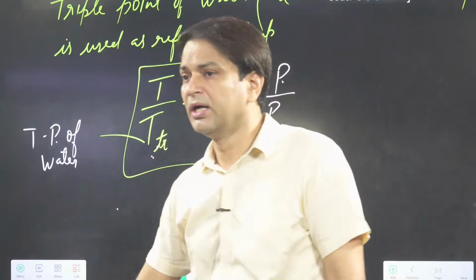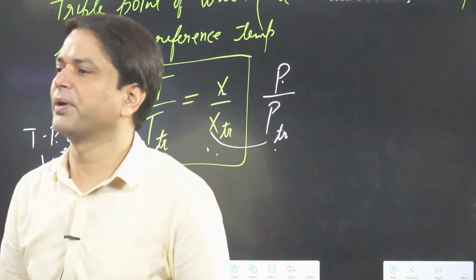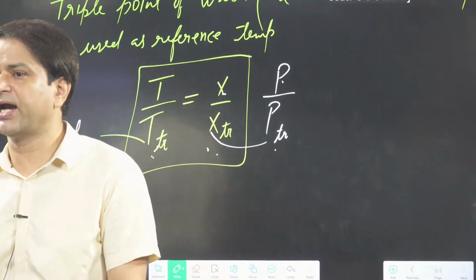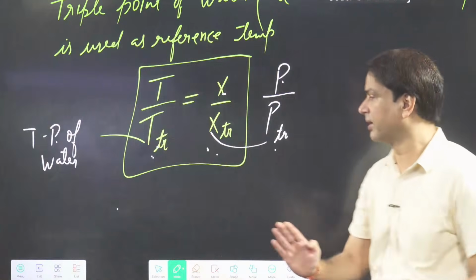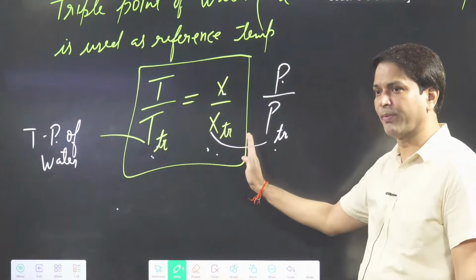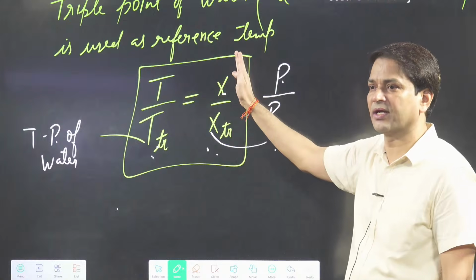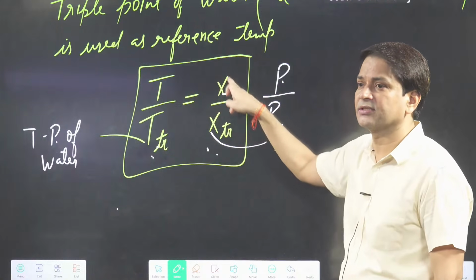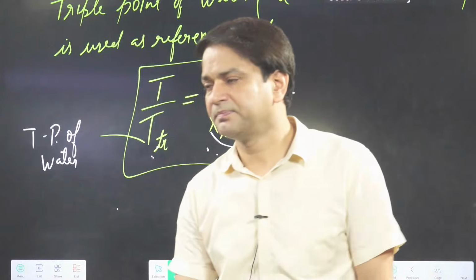Everybody got it or not? So what is the meaning of X? X is the pressure, or thermometric property, at the temperature T. XTR is what? The thermometric property at the triple point. So in the front you can remember: here triple point, here the thermometric property at the triple point. Here the unknown temperature, here the pressure given at the temperature which we want to find. X is the thermometric property at that temperature.